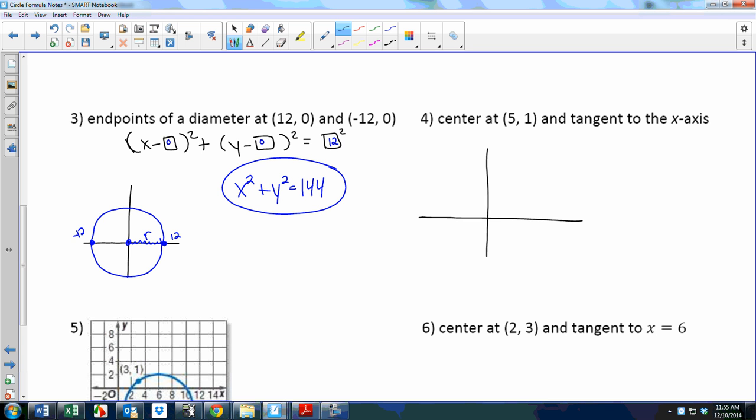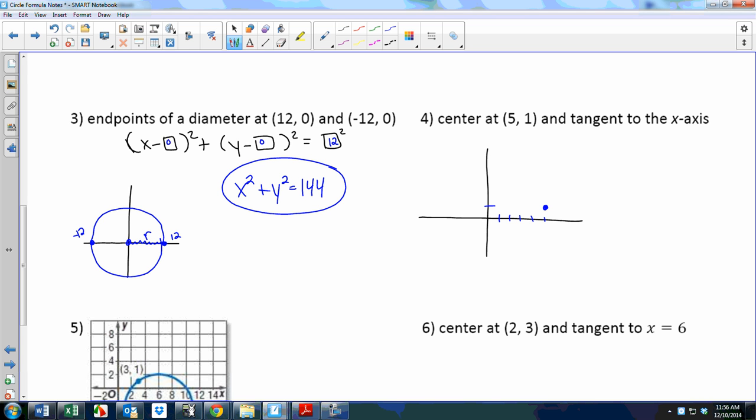Center is 5, 1. So 1, 2, 3, 4, 5, up 1. There's the center. Tangent to the x-axis. Do you remember what that word means in geometry, tangent? Okay, yeah, you're in the trigonometry thought process. So yeah, it is opposite over adjacent, but that's in trigonometry. There were lines that were tangent to circles, and it just touched it in one spot. Do you remember that version of tangent? Okay, that's the one it's talking about here.